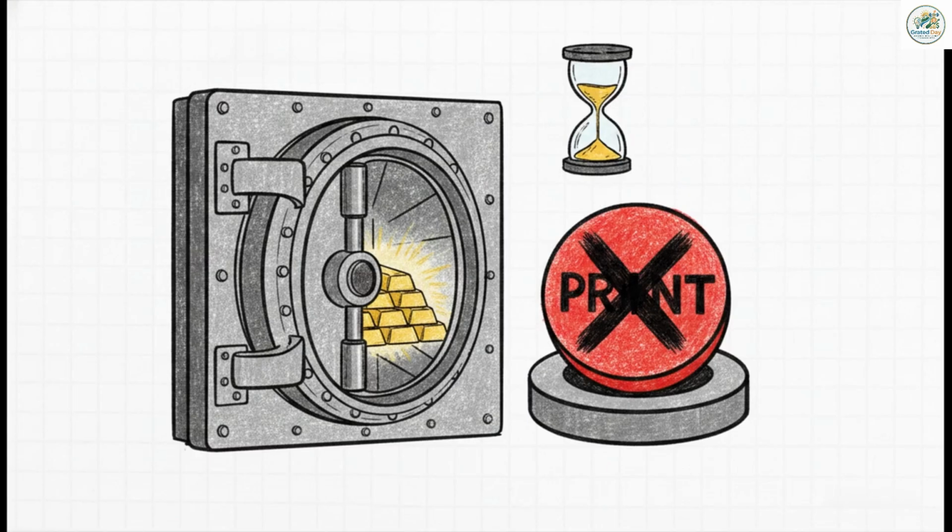And this specific physical limitation, this inescapable scarcity, is exactly what made gold so reliable for millennia. Because it couldn't be easily inflated, people trusted that the wealth they saved in gold today would still hold its purchasing power decades or even centuries into the future.